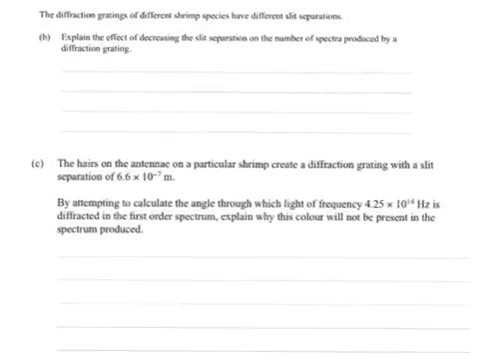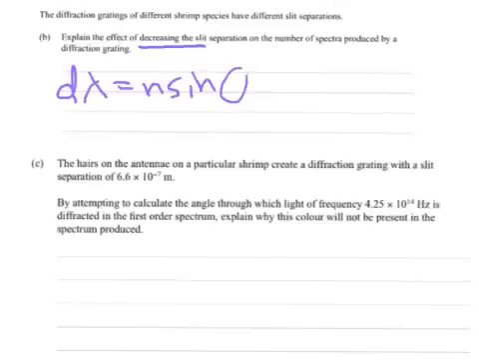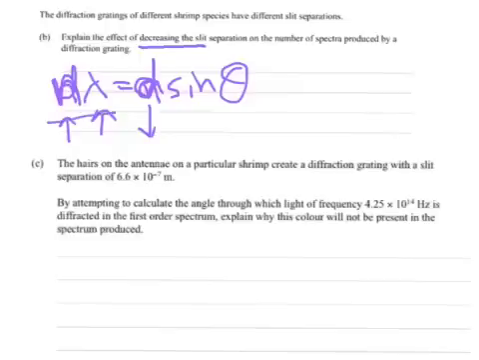B. Explain the effect of decreasing the slit separation on the number of spectra produced by the diffraction grating. Here we go, the diffraction gratings of different shrimp species have different slit separations. Okay, you can do this mathematically. Remember, n lambda equals d sine theta. Assuming n and lambda don't change, if you decrease d, you'll have to increase sine theta for it to work in the same way.